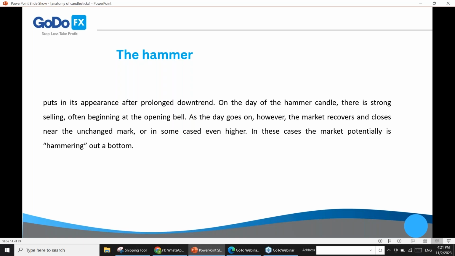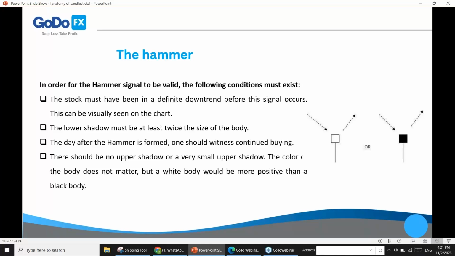So in order for the hammer signal to be valid, the following conditions must be met. The stock must have been in a definite downtrend before the signal occurs. This can be visually seen on the chart. The lower shadow must be at least twice the size of the body, and the day after the hammer is formed, one should witness continued buying, and there should be no upper shadow or a very small upper shadow. The color of the body does not matter, but a white body would be more positive than the black one.